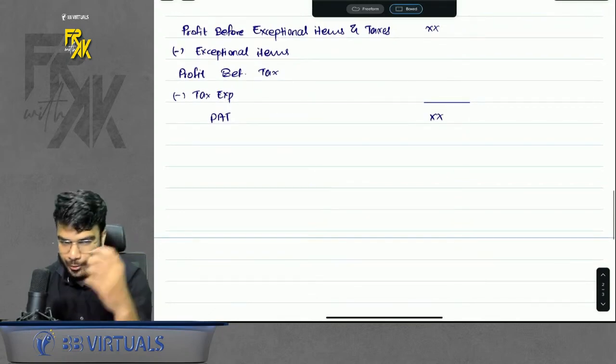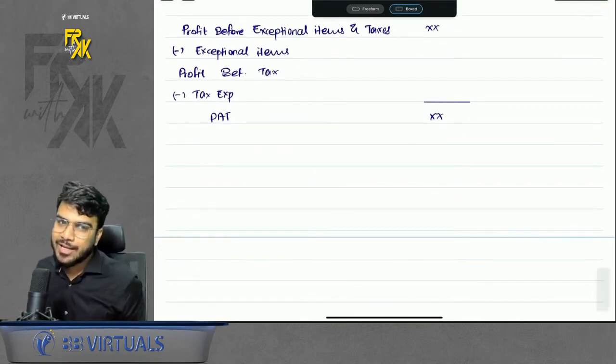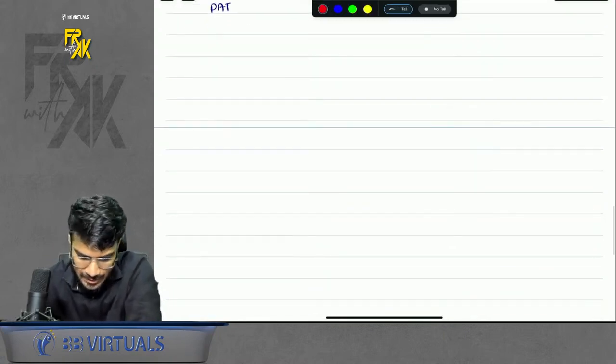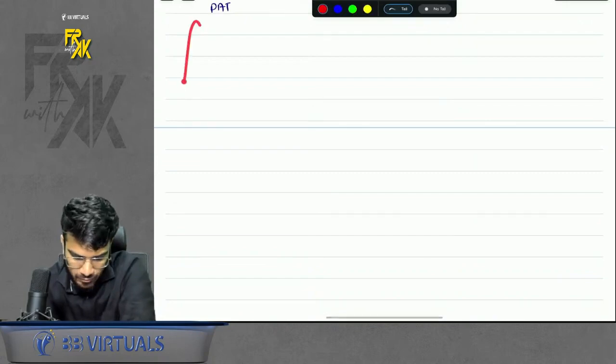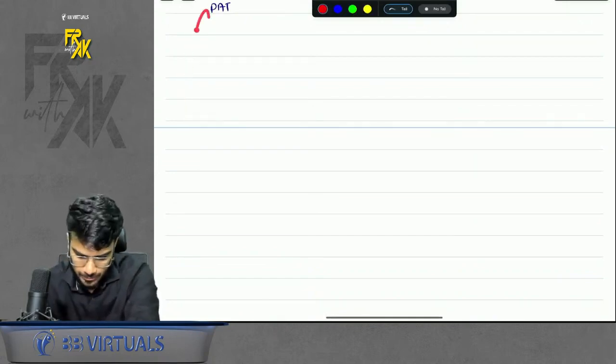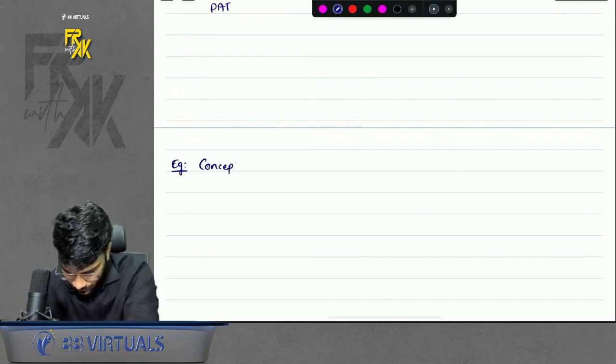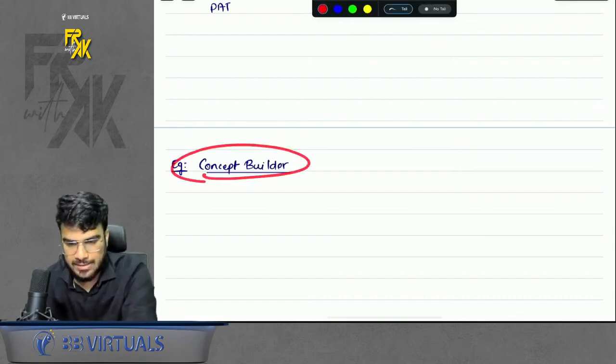Right? So are you ready, guys, for the discussion? Okay. So let's start the discussion now. Leave approximately 5 to 10 lines of space now, and then give the heading example. Write it down as concept builder. So this example is just to build your concept.